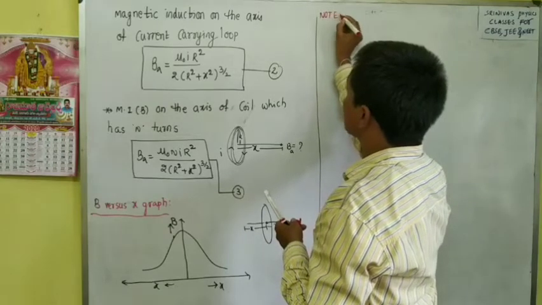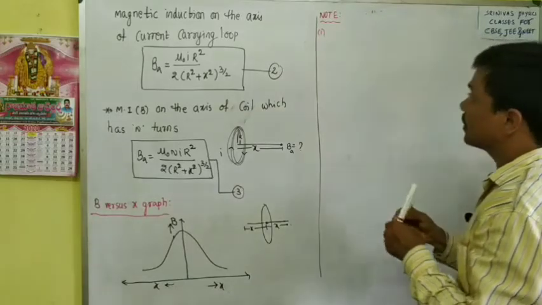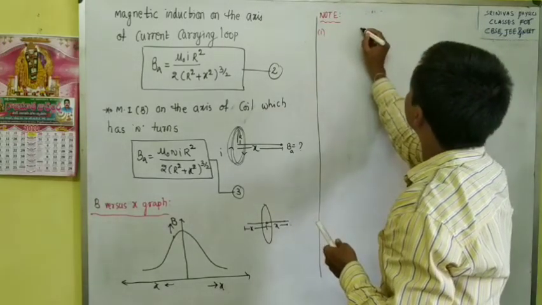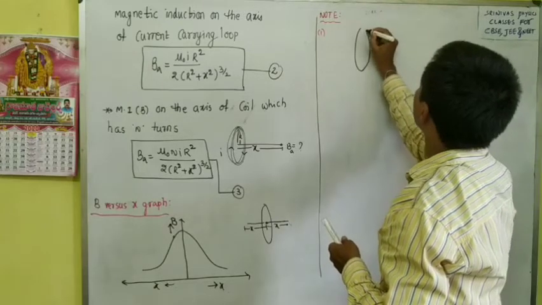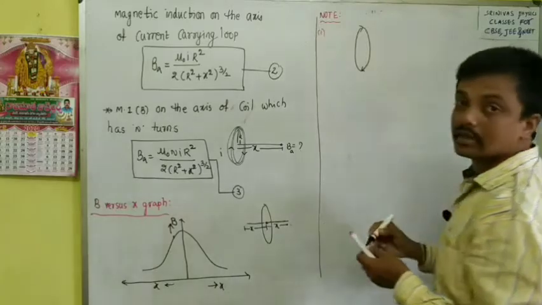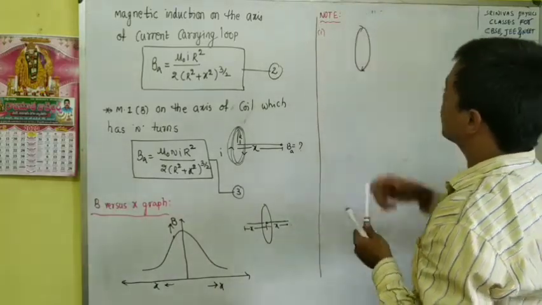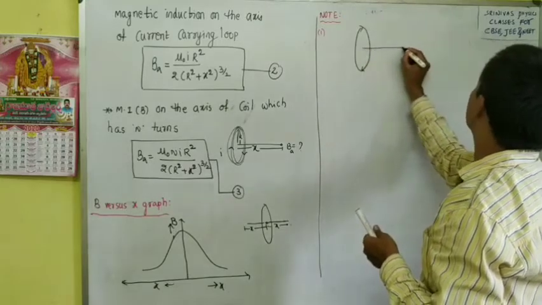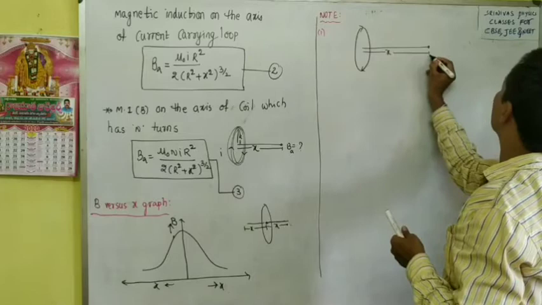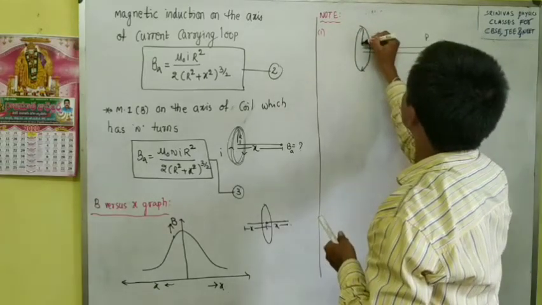The first point is that this is the current carrying coil. If the current flows like this, then I want the magnetic induction at this point X. This is a distance X. At this point I want to find out the magnetic induction. Then the radius is capital R.